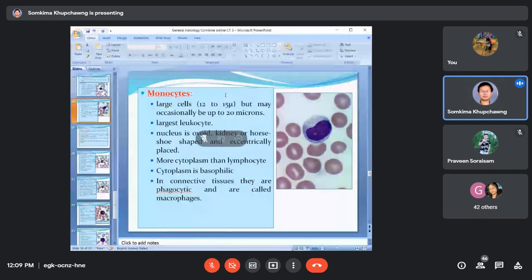Cytoplasm is basophilic. I hope you know the meaning of basophilic. Basophilic means they have affinity for the basic dye. Acidophilic means they have affinity for the acid dye.